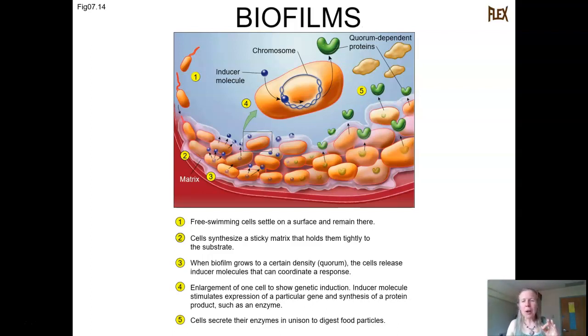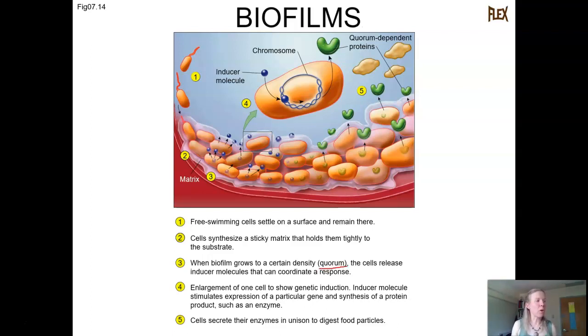So what ends up happening here, I should use the pointer. This is trying to show a biofilm formation. You have your free-floating bacteria. It comes in, it sticks to the surface. Everybody's sticking to each other. Here's that matrix. Each of the bacteria starts releasing what's called an inducer molecule. That's these little purple spheres here. This is essentially chemical communication between cells. This lets them know when they've reached critical mass.